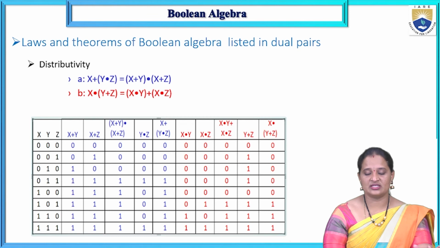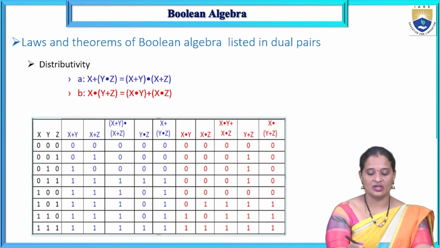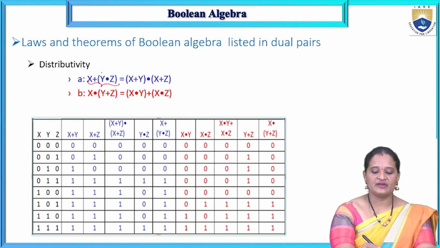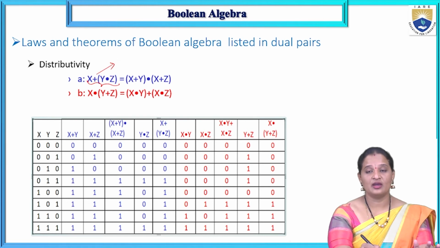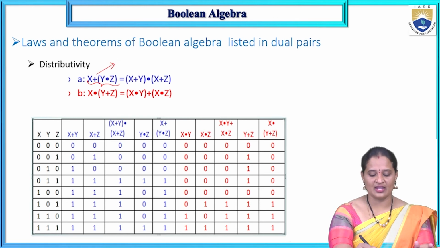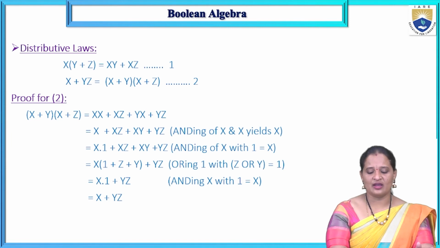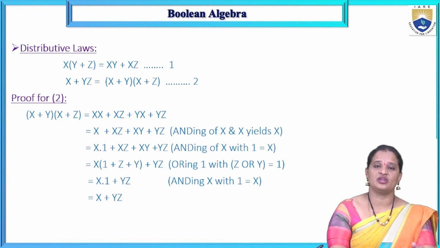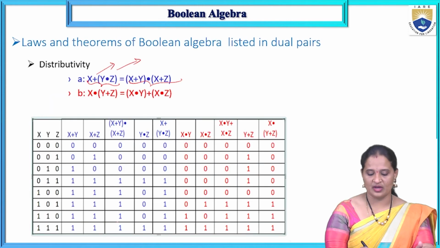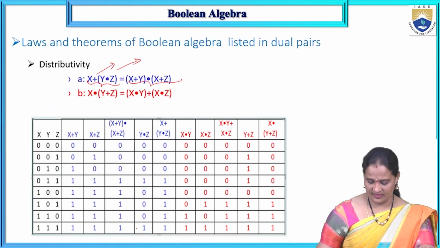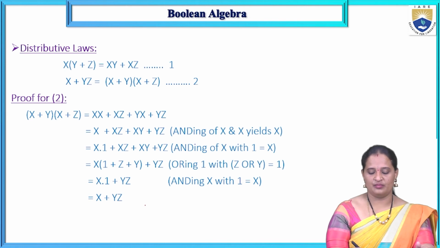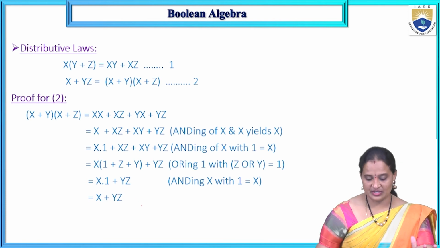So we can prove the distributive law again by forming the truth table. What you have to remember is to first implement the left hand side and then the right hand side, and show that the left hand side is equal to the right hand side. This is another way of proving the distributive law, with the help of the truth table, and the other is the mathematical proof, which we have done already. So this is the proof of the distributive law.